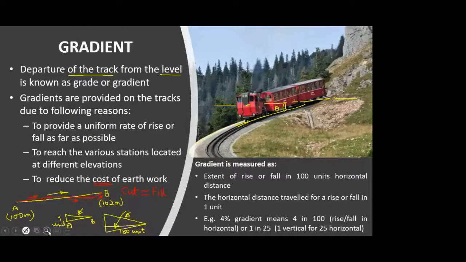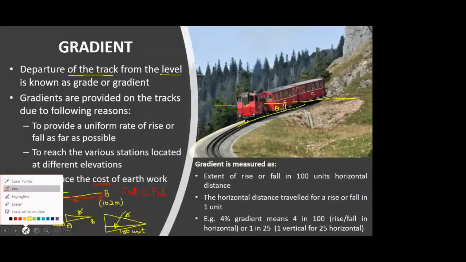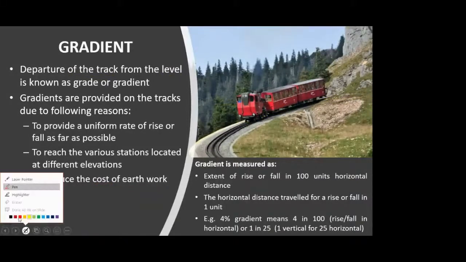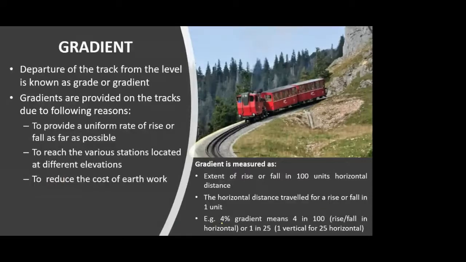Okay, so that's the meaning. And the example is given here, that suppose I say it's a 4% gradient. So what 4% means is, you can write it as 4 by 100. So in 4 by 100, the 4 is nothing but the vertical and the 100 is nothing but the horizontal.